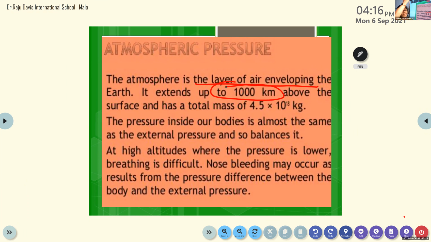So when you go higher and higher, what happens? The air is less. That is the reason they carry a special jacket and also carry an oxygen cylinder.